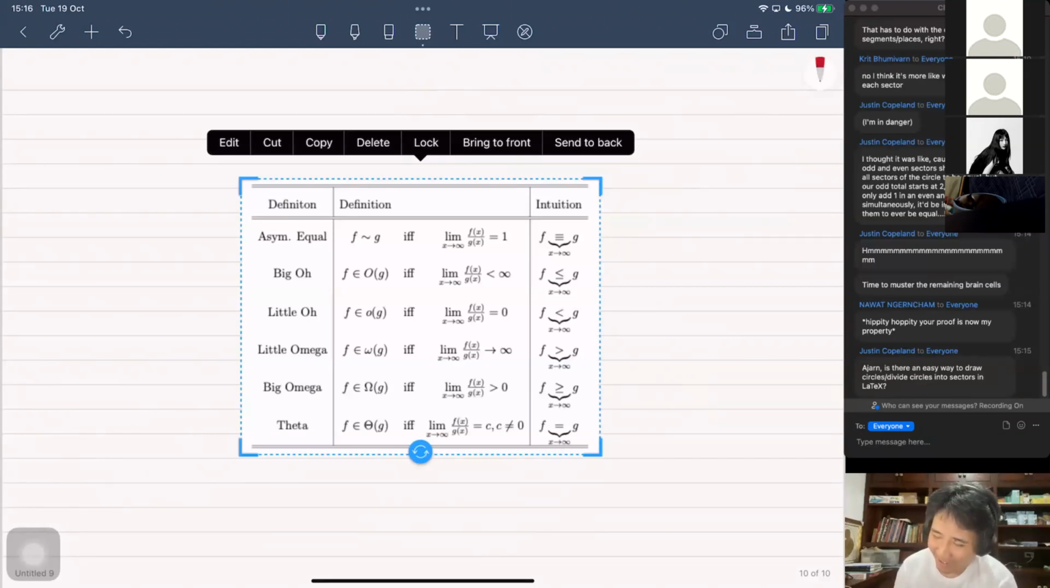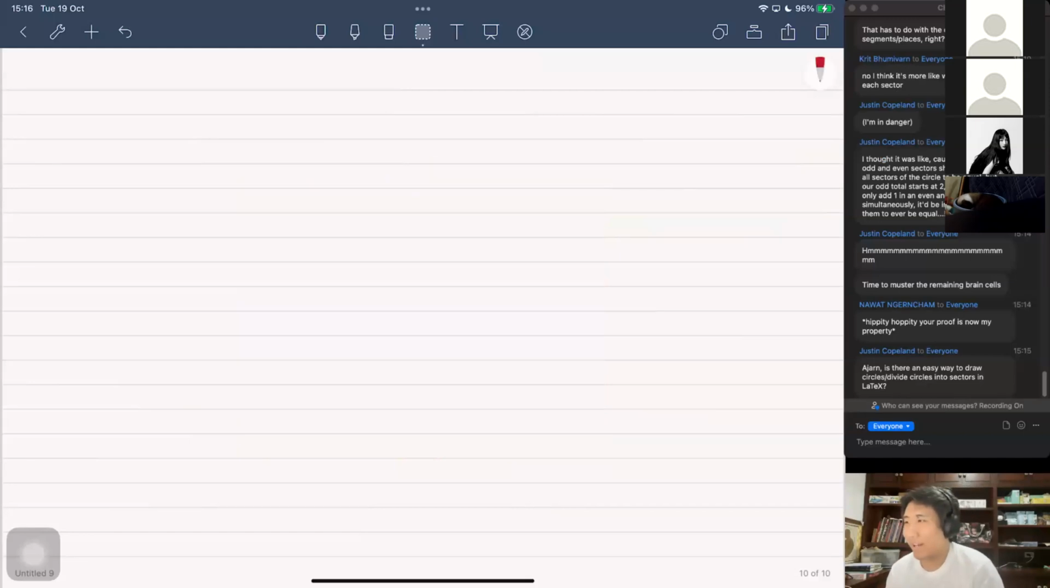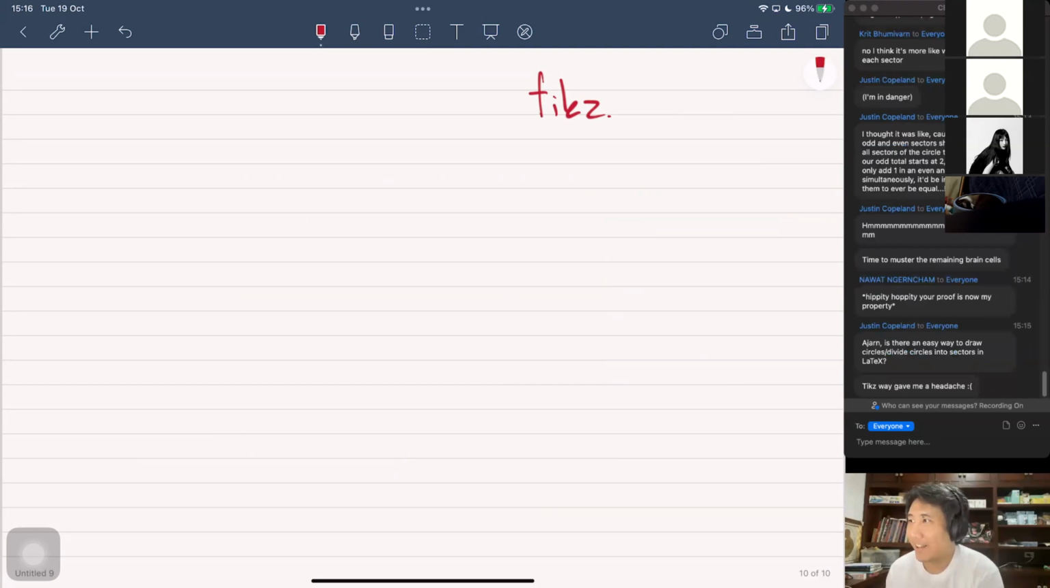Easy way is that you don't. But yes, there is a TikZ, but it's not easy. There's a way, but it's not easy. What I recommend you to do is just to draw it somewhere else and then use an image and then put the image in the LaTeX. There's a way, but it's not easy.